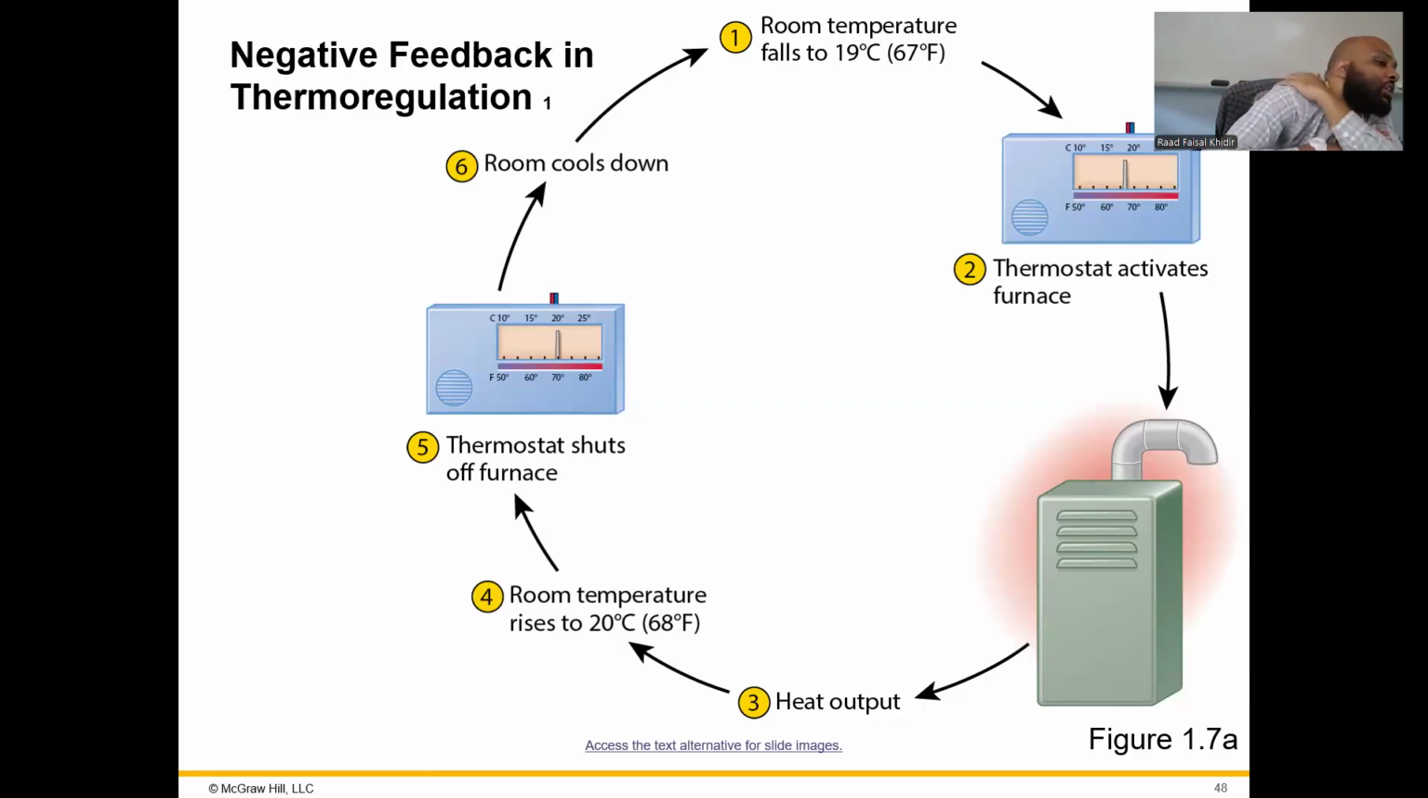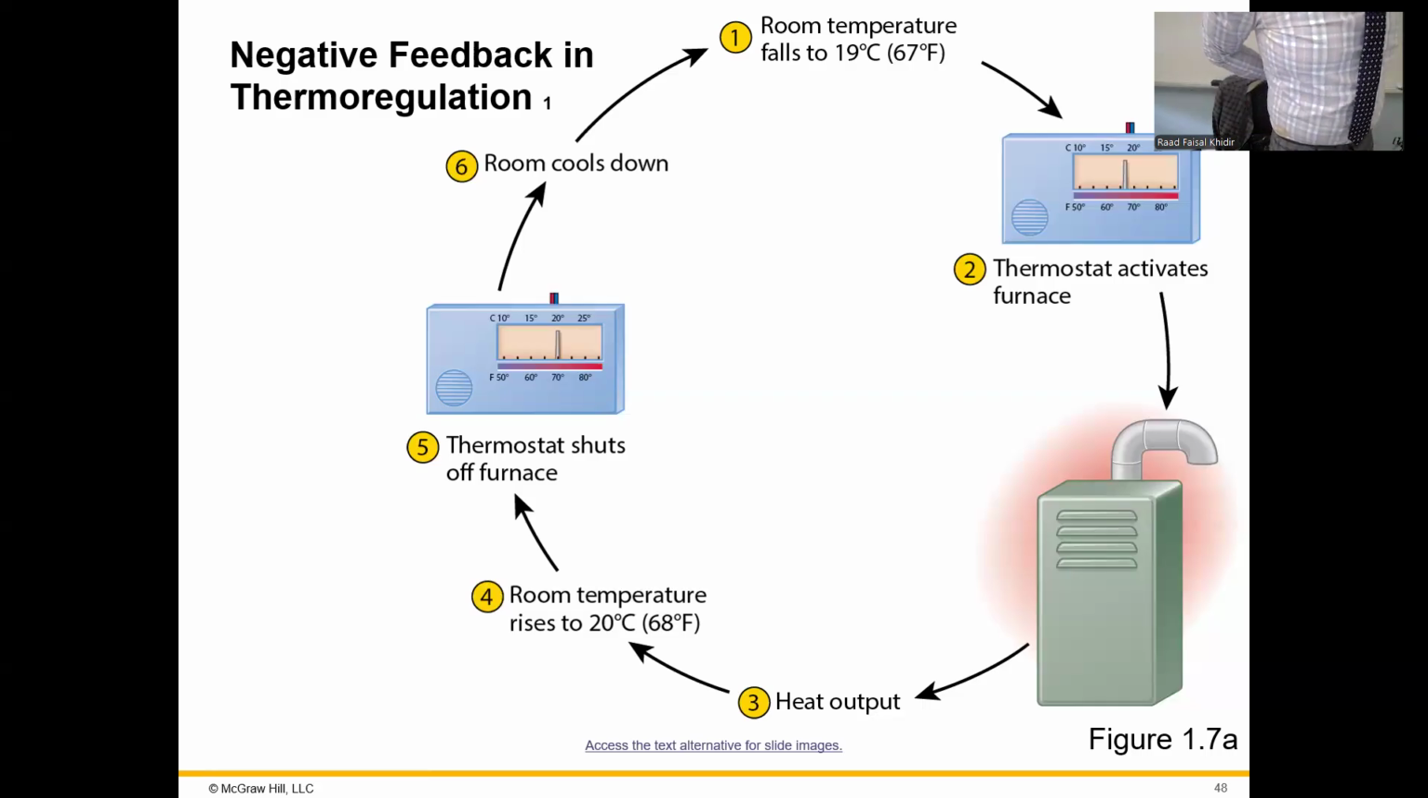Then who is the integrator? The thermostat. Because who told the furnace to become hot? The thermostat. So the thermostat is 2-in-1. Remember I told you earlier, you can have 2-in-1. Remember I told you that the pancreas was the integrator and an effector at the same time. It integrated, there's an increase in glucose and it sent out insulin. So sometimes you can have 2-in-1.